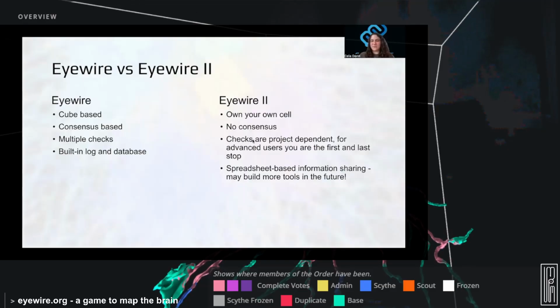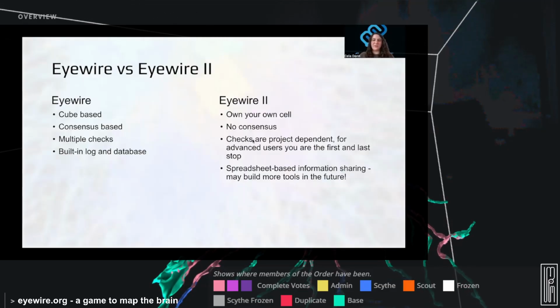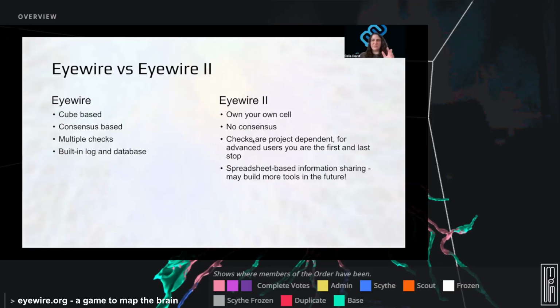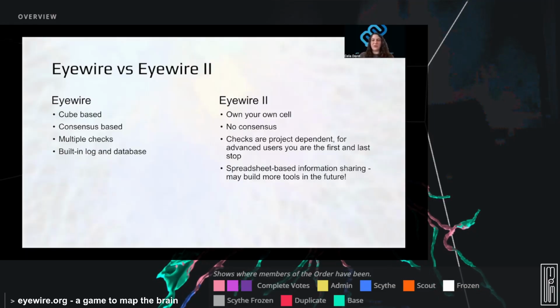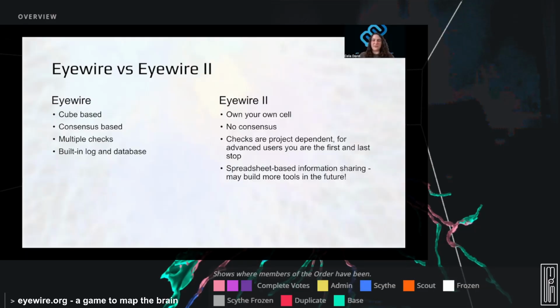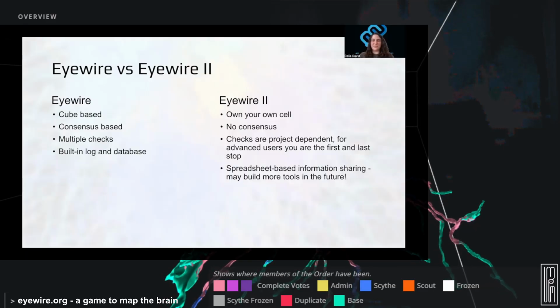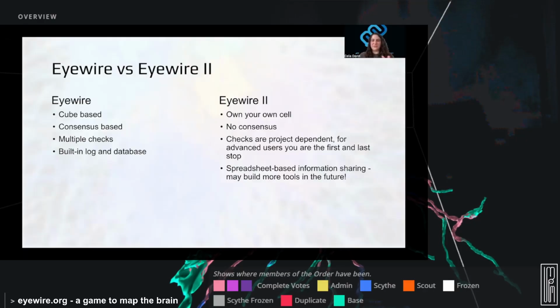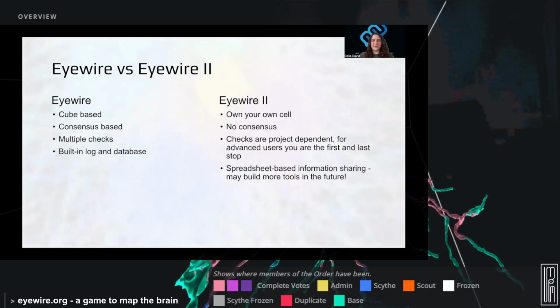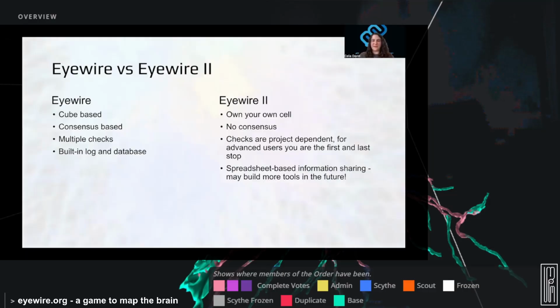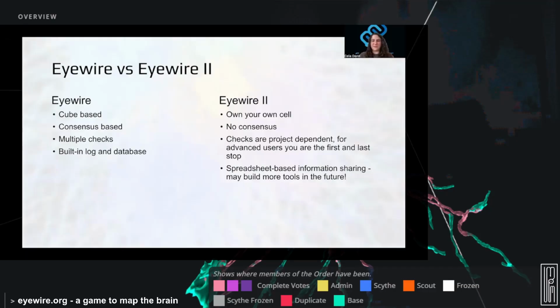So for beginners, we might have somebody looking over your work. For advanced users, we generally trust that you are able to proofread the cells by yourself, and advanced users are the first and last stop on the project.